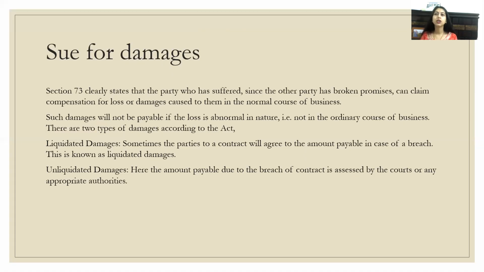So, there are two types of damages. To file a suit for damages, first of all, you need to qualify what kind of damage it is. So there are two types of damages: liquidated damages and unliquidated damages. Liquidated damages: sometimes the parties to a contract will agree to the amount payable in case of breach. So this is liquidated damages, means the amount can be calculated in terms of money. Unliquidated damages: here the amount payable due to the breach of contract is assessed by the courts or any appropriate authority. So this amount can't be as such calculated, so that's why it is assessed by the courts or any appropriate authority. That's why it is called unliquidated damages. So on the basis of what kind of damage it is, the suit should be filed.